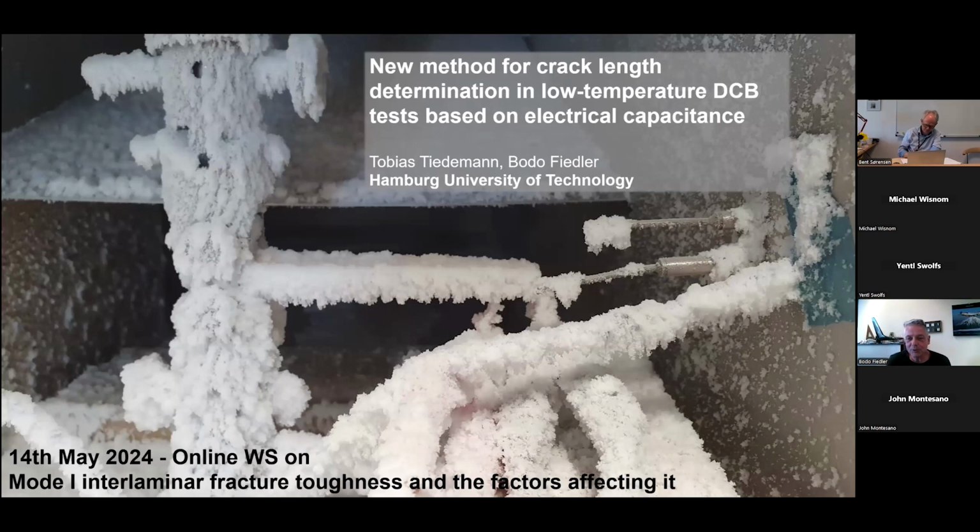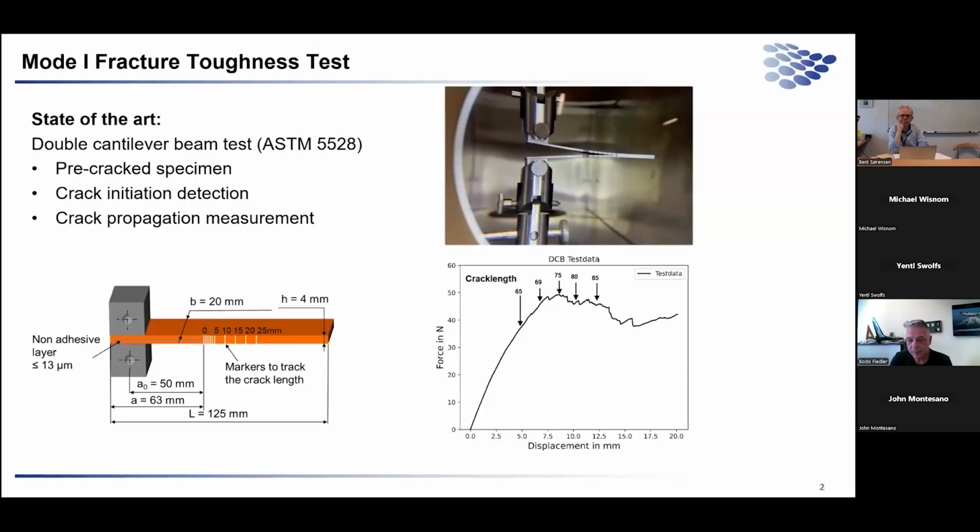And I want to show you, you see on the screen, how to measure crack length in a DCB test. We developed a new method for determining the crack length, or actually the crack opening displacement, in the calculation and testing of the DCB test specimen.